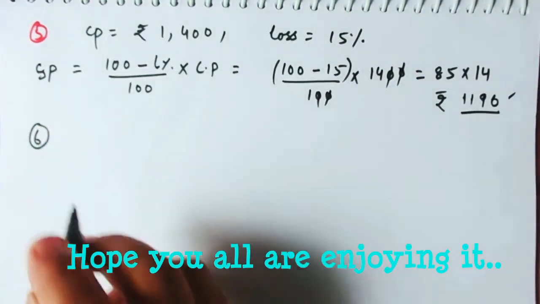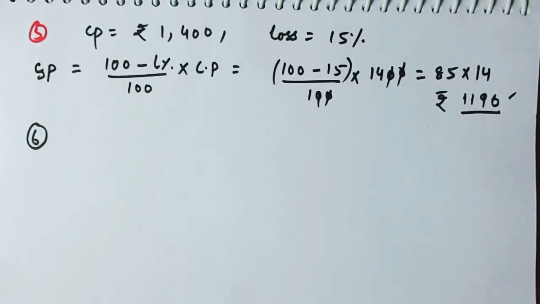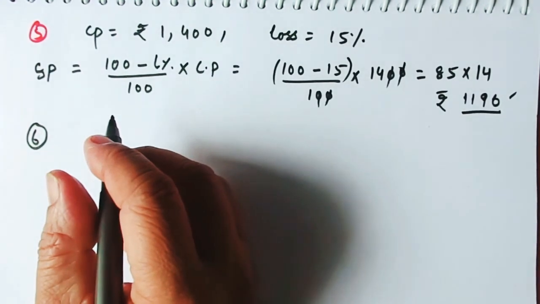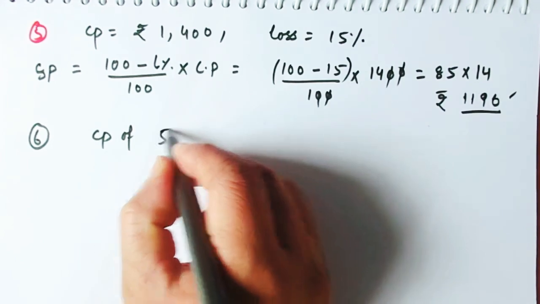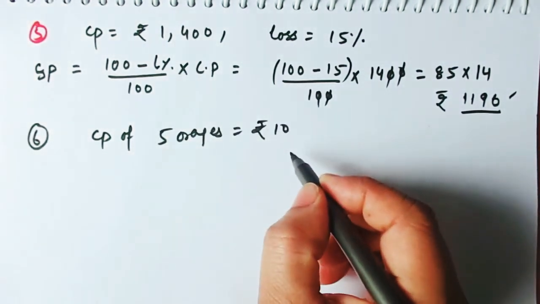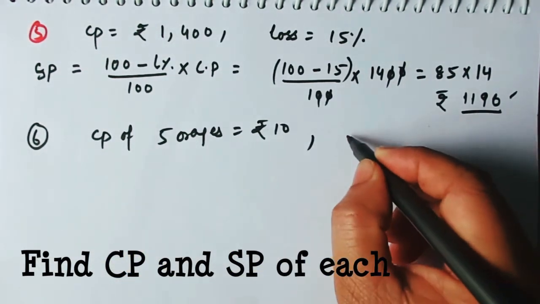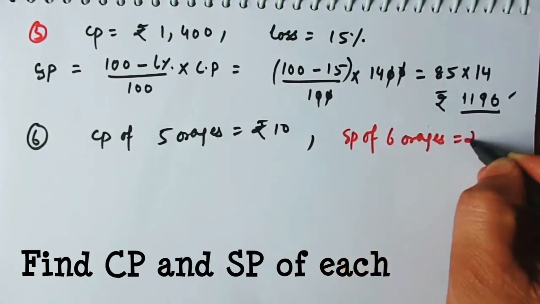A few sums are there, so you need not panic. Oranges were bought at 5 for rupees 10. So what does number 6 say? Oranges are bought at 5 for, that is, the cost price of 5 oranges is equal to rupees 10, and the selling price of 6 oranges is equal to rupees 15.